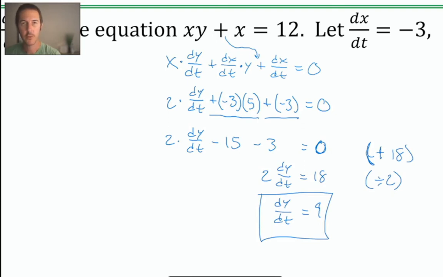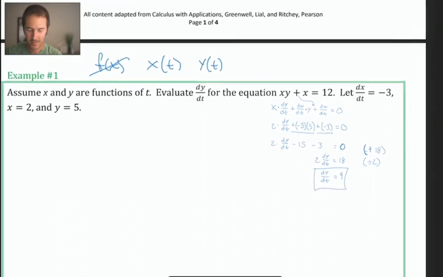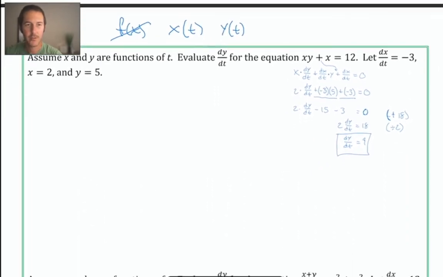Well, it's the rate of change of y with respect to time. If you say it in kind of a snooty voice, it makes the 9 sound a little bit more important. But it's not important. I don't have any units. I don't know what's going on here. But it's the right answer, and I like that part. All right, let's see what else we've got.